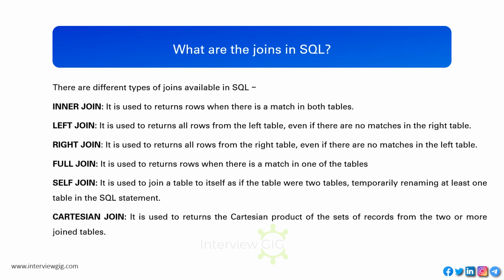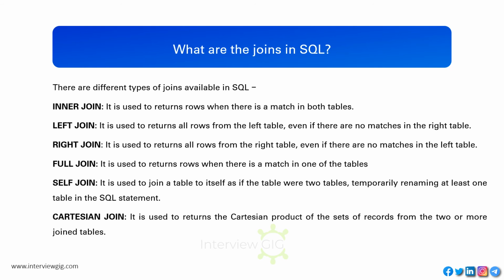What are the joins in SQL? There are different types of joins available in SQL. Inner join: it is used to return rows when there is a match in both tables. Left join: it is used to return all rows from the left table, even if there are no matches in the right table. Right join: it is used to return all rows from the right table, even if there are no matches in the left table. Full join: it is used to return rows when there is a match in one of the tables.